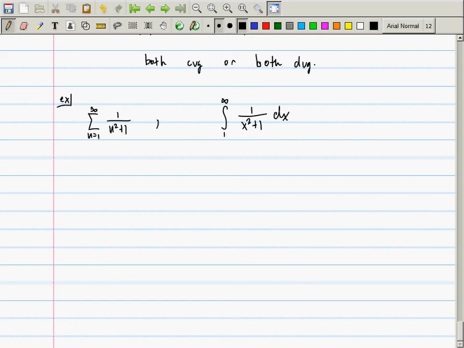Because you could say that 0 is less than 1. That's a fact. So n squared is less than n squared plus 1. You could take reciprocals and say that 1 over n squared is greater than 1 over n squared plus 1, and both of these are positive. Here I have two sequences. This is the larger, and this is the smaller, and they're both positive. Does the series of this sequence converge? Yeah, it obviously converges. It's a p-series, so what must be true about this one? Has to converge also.